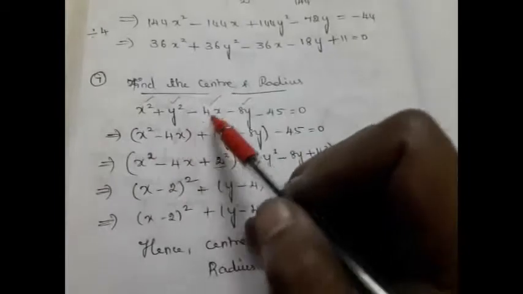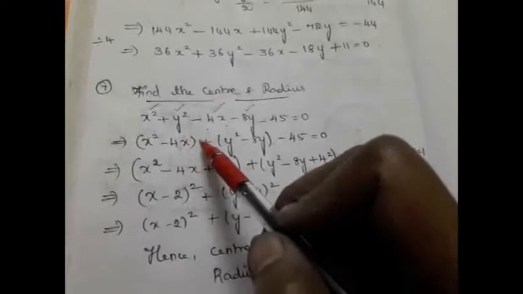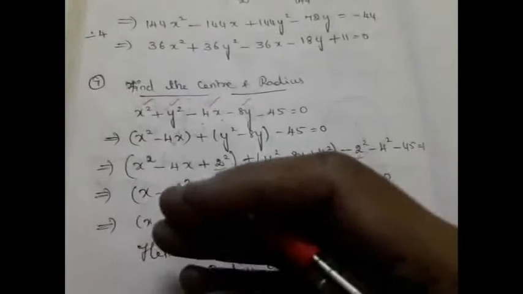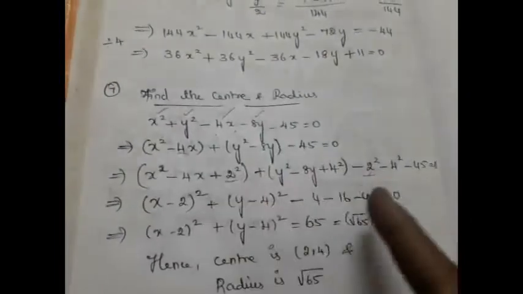Or, if you are good in logical thinking, you can think what number should be added to make it a perfect square, a whole square. Already we have x² - 4x. So what number should be added to make it a perfect square, in the form of (a - b)²? If you are good in logical thinking, you can think and write. Or else, you can divide the coefficient of x by 2 and then square it. That number should be added and subtracted.